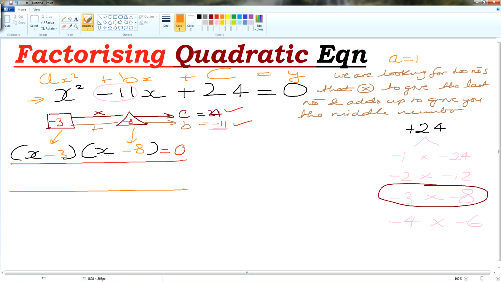To solve a quadratic equation, we have to make each bracket equal to nothing. So to make x minus 3 equal to nothing, x will need to take on the value of 3. Why? Because 3 minus 3 is 0. To make the second bracket equal to 0, x must take on the value of plus 8. Why is that? Because 8 minus 8 is nothing. And when you have nothing times something, it will give you 0. And that will help us to solve the equation.